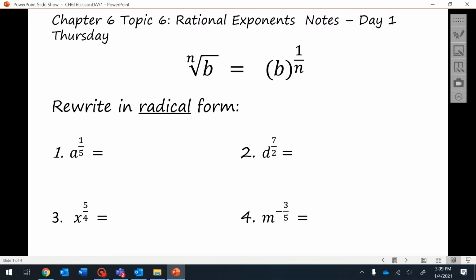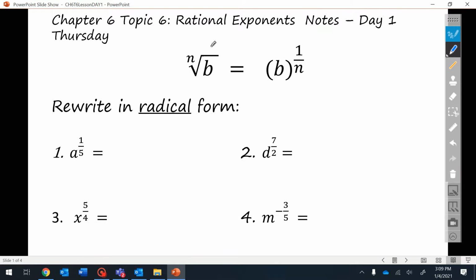And the way that you convert from a rational exponent into a radical form is, in radical form, the index would be the denominator of the exponent in rational form, or in exponent form. Okay, so the nth root of b is equivalent to b to the 1 over n power. So the square root of b would be b to the 1/2 power. The cube root of b is equivalent to b to the 1/3 power, and etc.